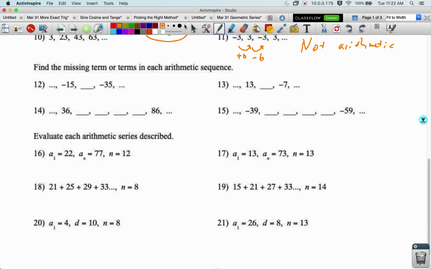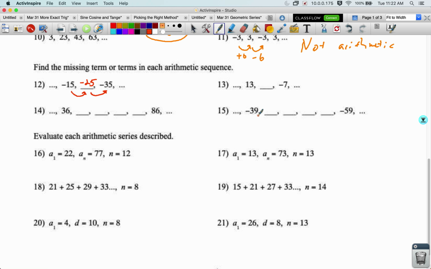Find the missing term in each arithmetic sequence. All right, so we need to get from negative 15 to negative 35 by adding the same number twice. I think this one is kind of obvious that we have to go right in between them with the negative 25, so that we are subtracting 10 each time.